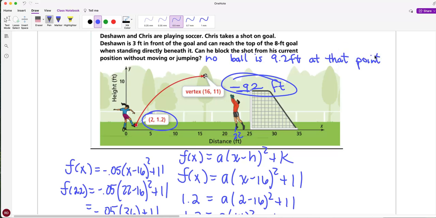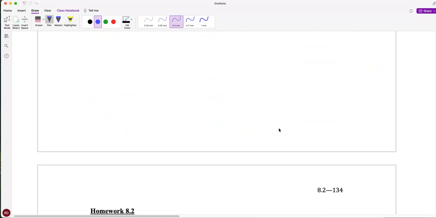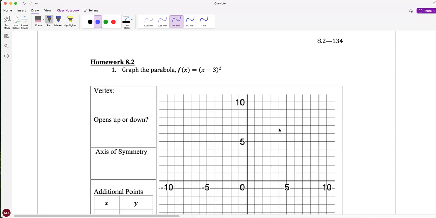So again, all we did here was they gave me a vertex. Shock of all shock, I use vertex form, because if they give me a vertex, I can use vertex form. I have this extra point, which allows me to solve for a. Now, I knew a was going to be negative because this is a parabola that opens down. So I knew it had to be a negative value, and that was borne out in doing the solution to the problem, okay? That leads you up into homework for this section.